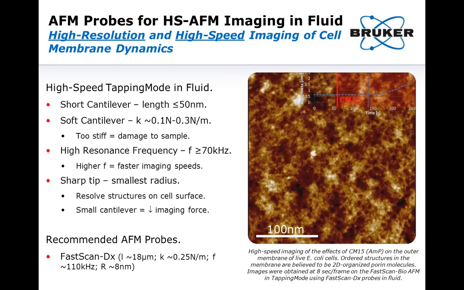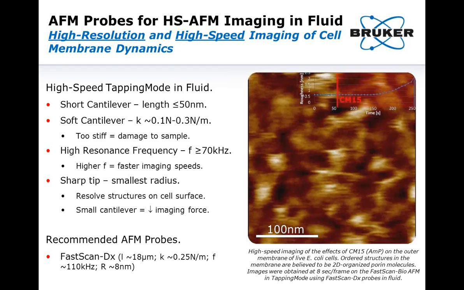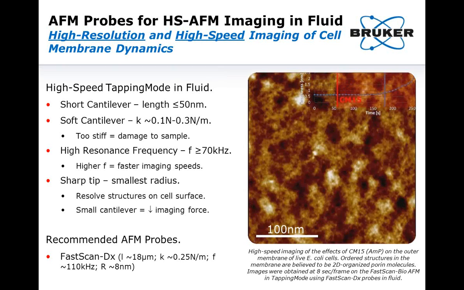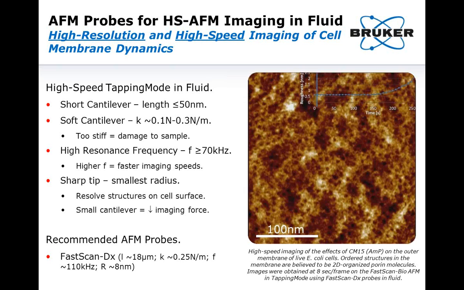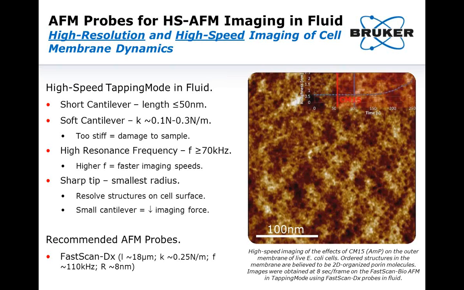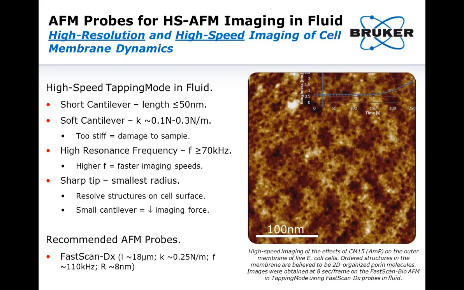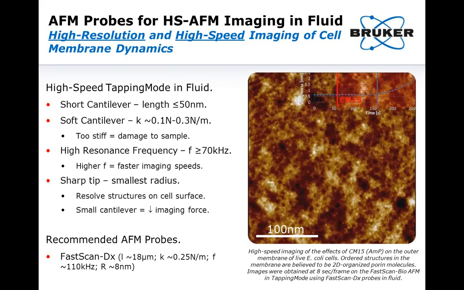Here's another example of high-speed imaging in fluid. In this case, we're observing the cell membrane dynamics of live E. coli cells. In order to resolve the 2D organized porin molecules, a sharp probe is required, and in order for this probe not to damage this delicate sample, a small cantilever is used to reduce the imaging forces.